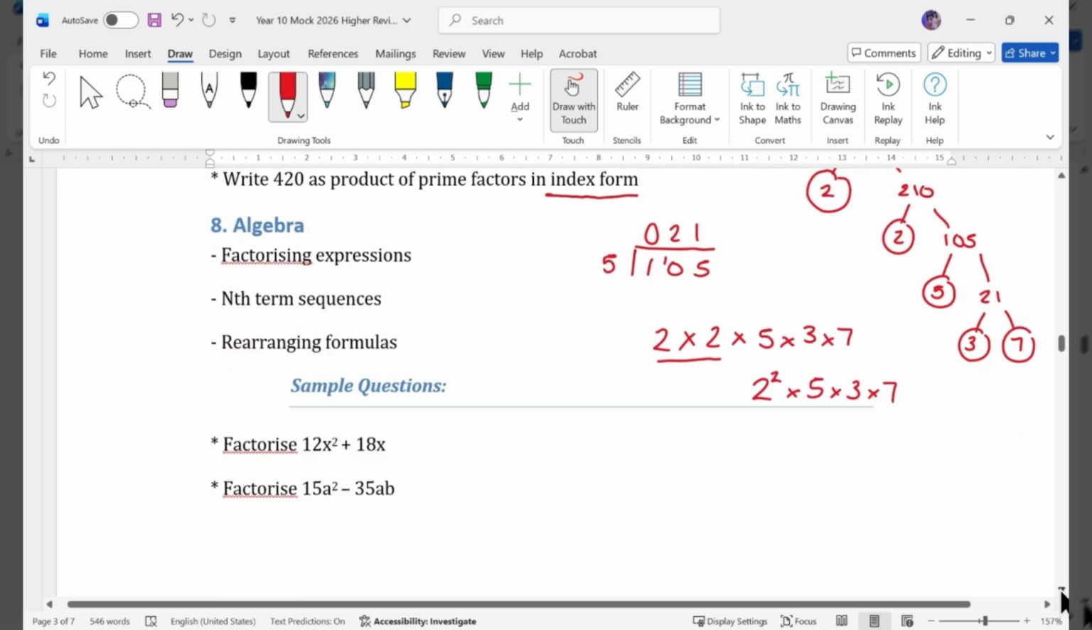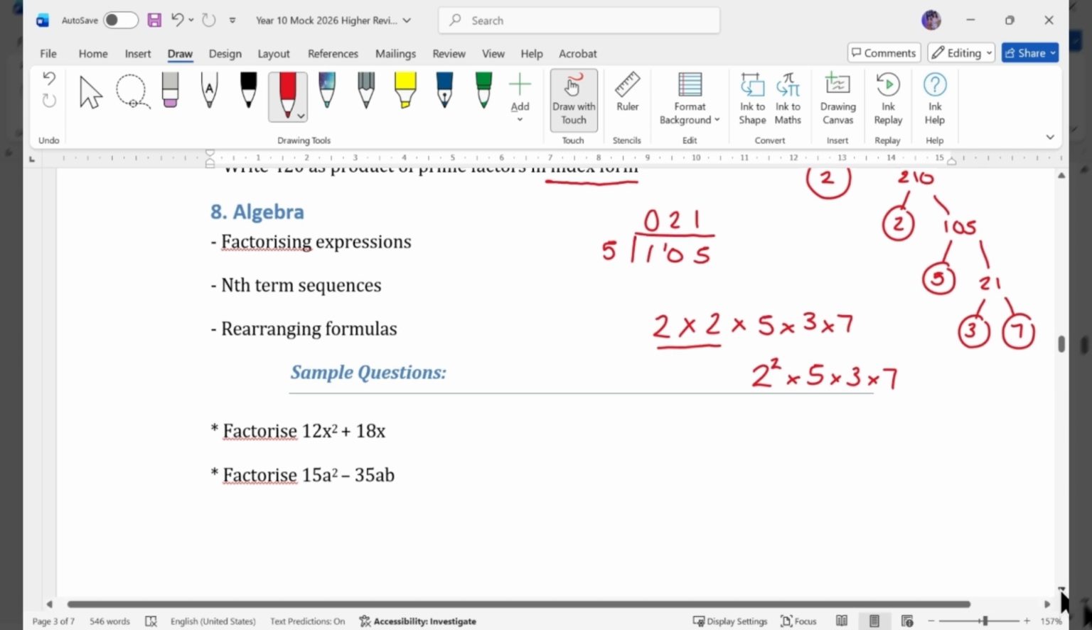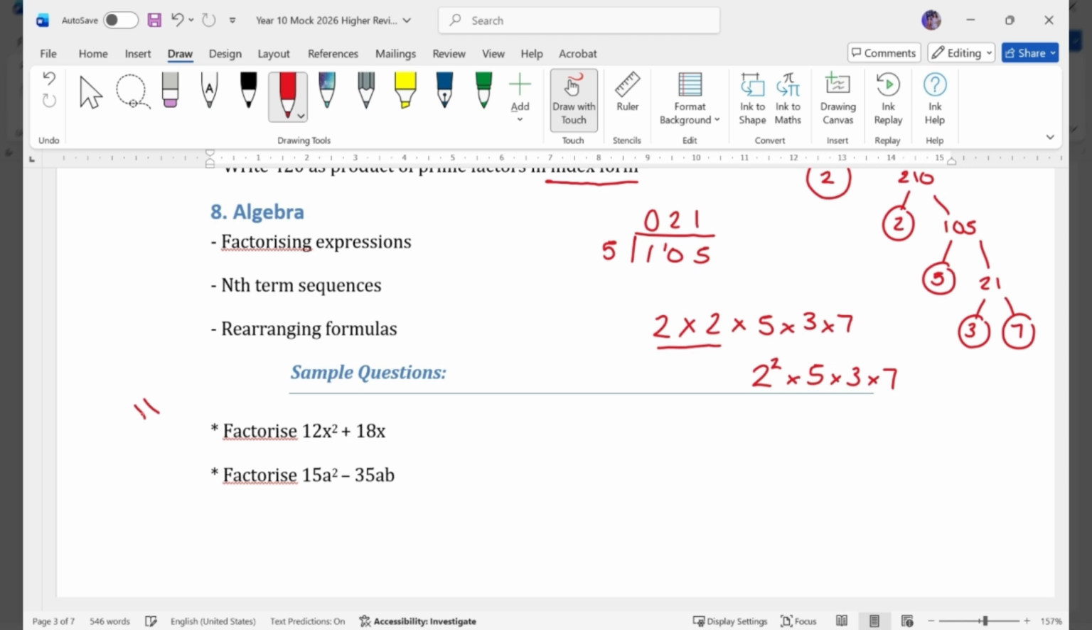Algebra, factorizing, nth term and rearranging formulas. Okay, so factorizing. For us in this exam, we're going to focus on factorizing with a single bracket, so the kind of 2-term things like this. What can we take out? What are the highest common factors? What goes into both these things?